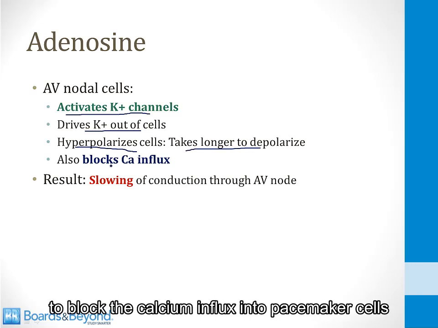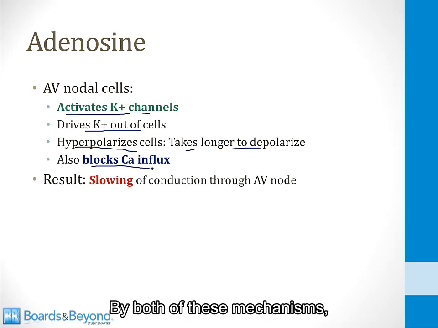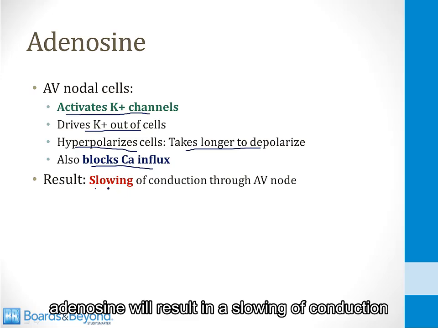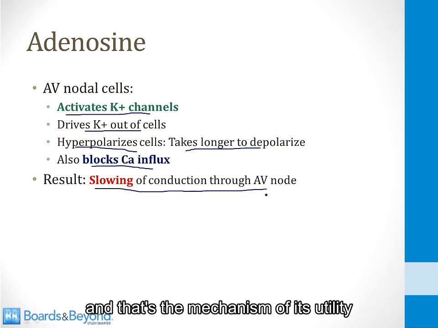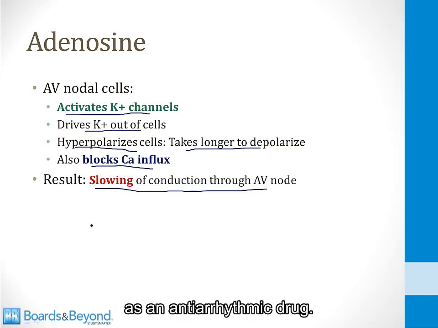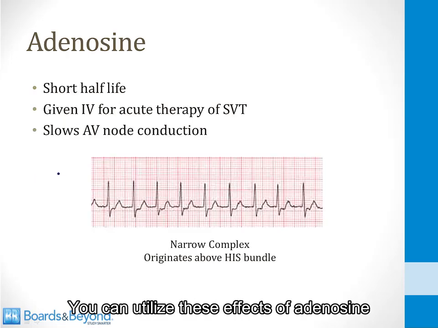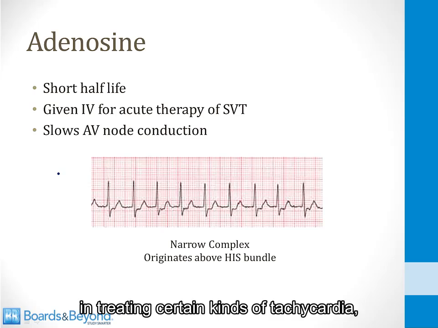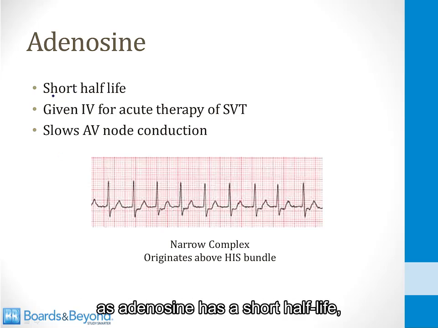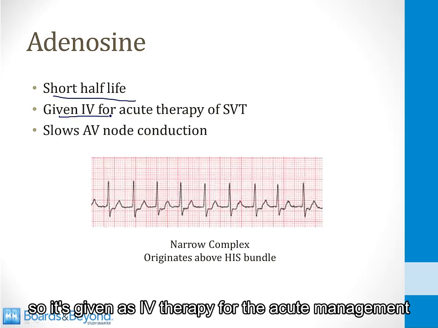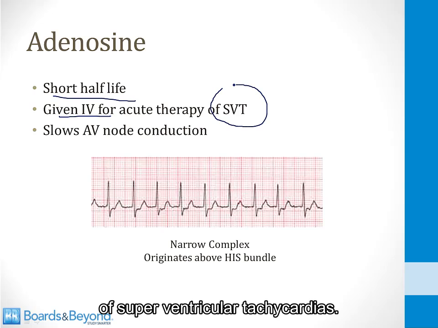Adenosine's also been shown to block the calcium influx into pacemaker cells of the AV node. By both of these mechanisms, adenosine will result in a slowing of conduction through the AV node, and that's the mechanism of its utility as an antiarrhythmic drug. You can utilize these effects of adenosine in treating certain kinds of tachycardias. Adenosine has a short half-life, so it's given as IV therapy for the acute management of supraventricular tachycardias.